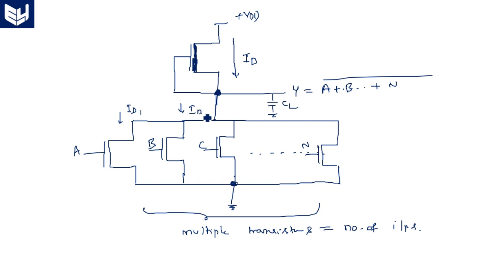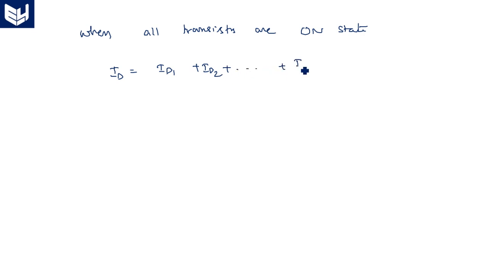ID1, ID2, ID3 and so on. We are having n number of currents like this. Okay, so when all the transistors are in on state, then the current ID is equal to IDS1 plus IDS2 plus and so on plus IDN. When all are in on state, this ID current has been divided into n number of currents.